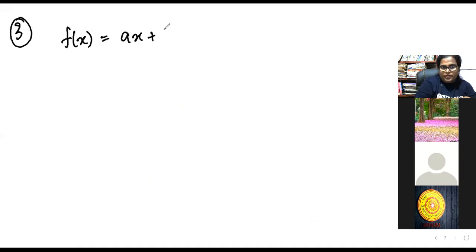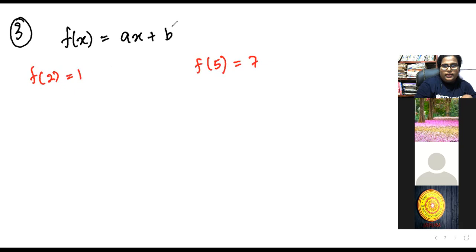And this is our third question. It is given that our f(x) function is ax plus b, and they have also given us two data points: f(2) equals 1 and f(5) equals 7. So f(2) equals 1 means when x equals 2, our y, f(x), equals 1.